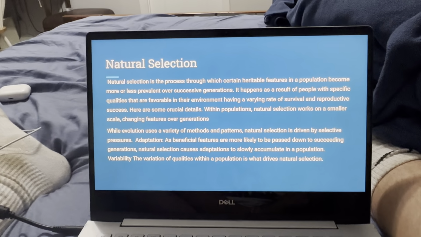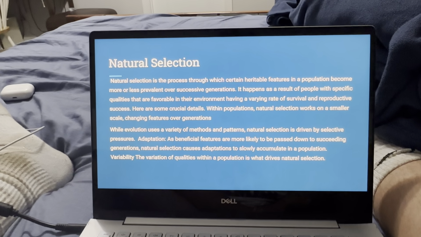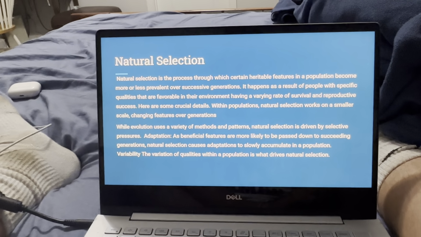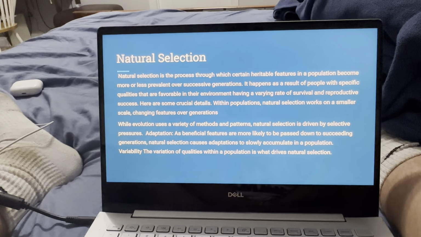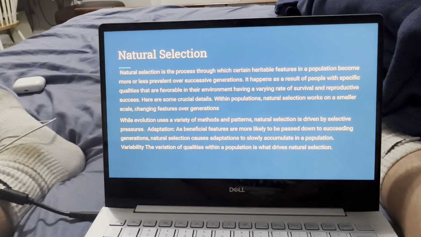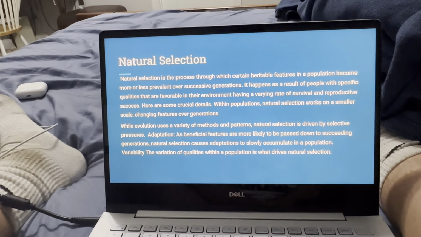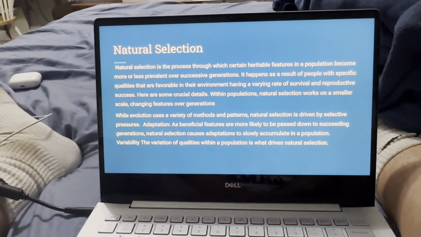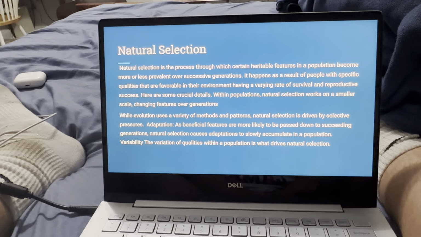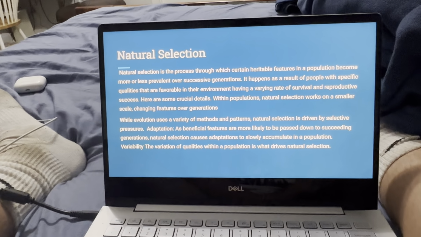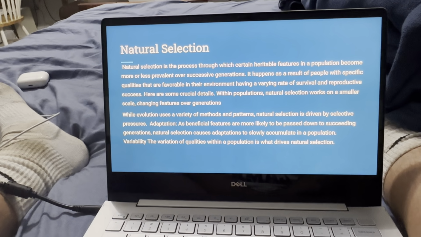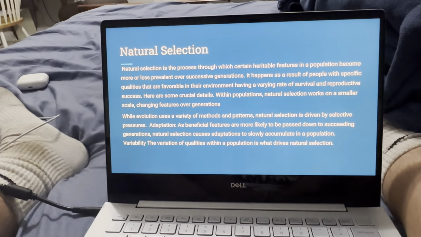Here are some crucial details. Within a population, natural selection works on a smaller scale, changing certain features over generations instead of one ginormous change in a very small time. Very small things happen over a very long period of time. For example, you can take such things as animals, places, people, plants. Trees used to be massive, hundreds of feet high, and over time they've slowly diminished in size. Same thing with animals and people.